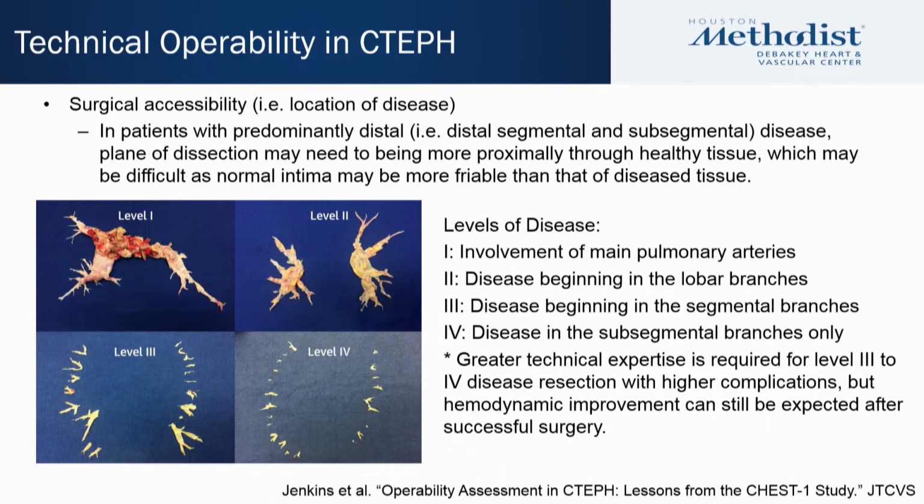Well, broadly speaking, you can divide the level of disease into 4 levels. Level 1, which is the most proximal, level 2, which is further out, and level 3 and 4, which are segmental and subsegmental disease. And it's not hard to understand that the more distal you get, the more difficult the operation can be, and the less likely you are to get the kind of result that you're hoping for, which is a very significant drop in the pulmonary arterial pressure.